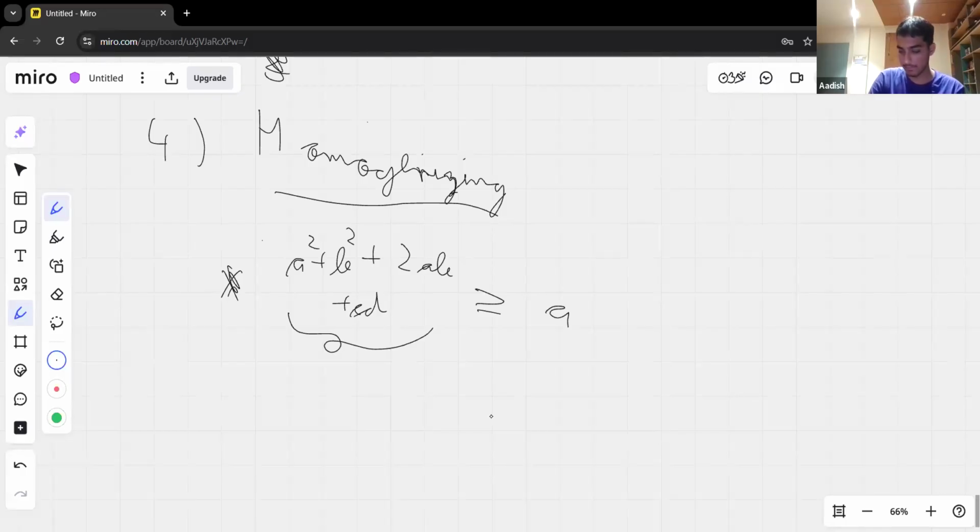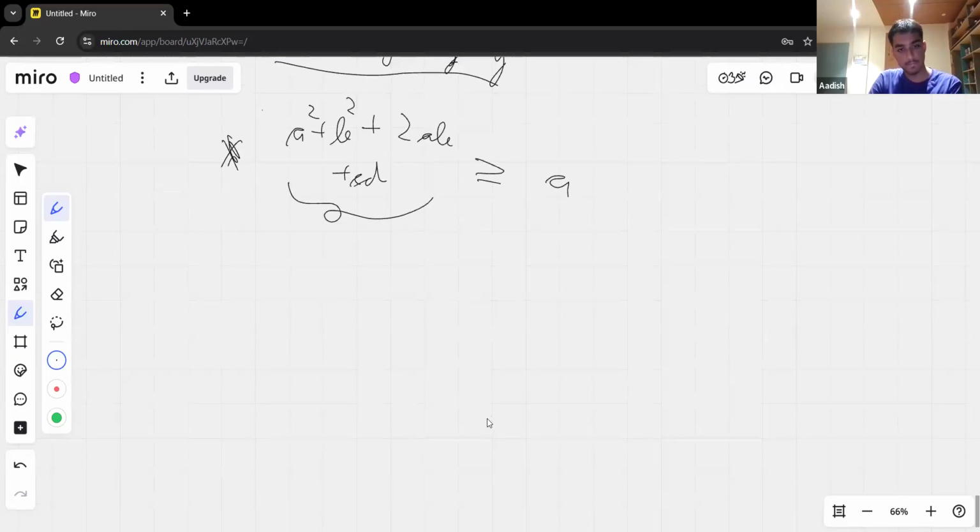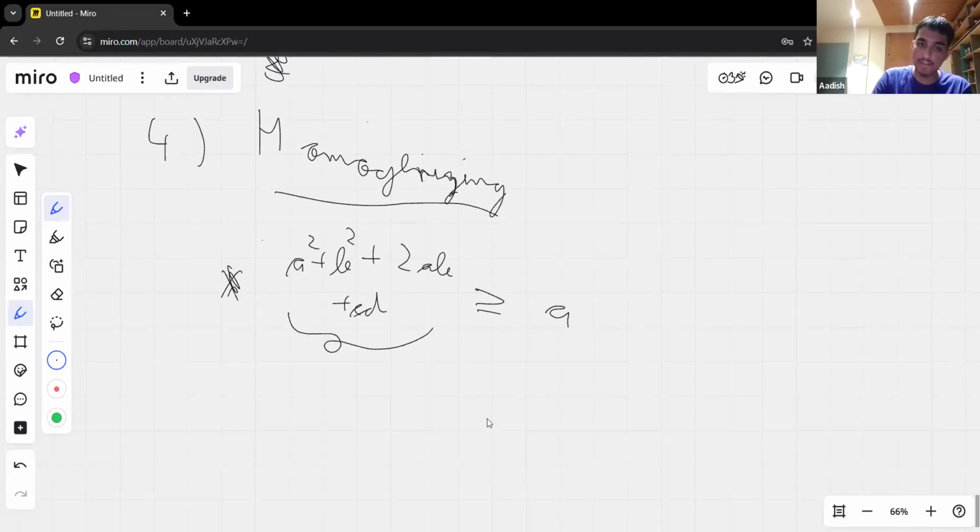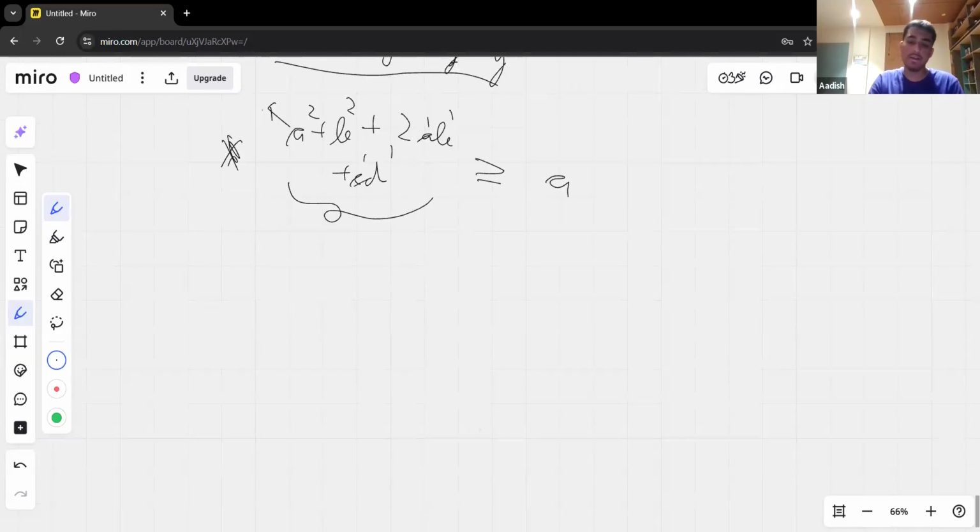Why will this never work? Well, because every single term on this side is degree 2. There are two variables multiplied together: A and A, B and B, A and B. It's degree 2, the sum of all the powers is 2. So A to the 1, B to the 1, C to the 1, D to the 1. And when you apply AM-GM, if the degrees are all the same, the result will also have the same degree.